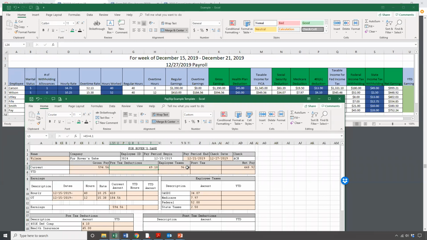And then employee taxes are going to be the other one of those green shaded boxes. So employee taxes are going to be the Medicare, Social Security, federal income tax withholding, and state income tax withholding. And those are going to be the employee taxes. And then the difference between those should be the net pay. So make sure that you're calculating that line correctly.